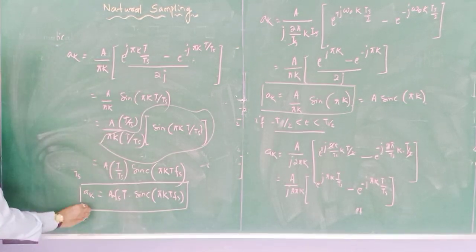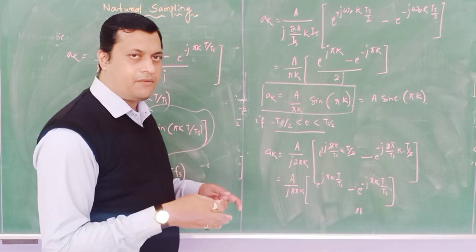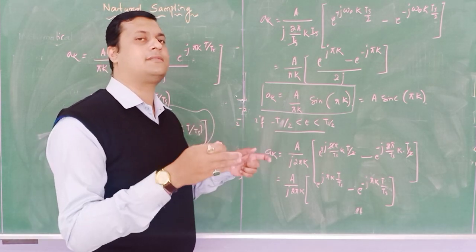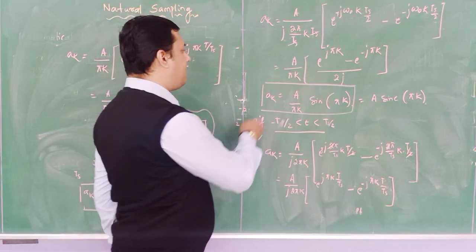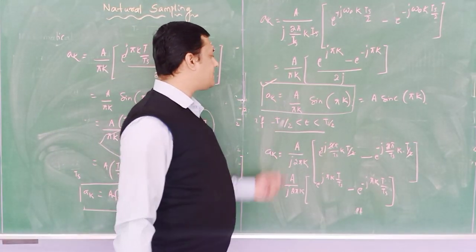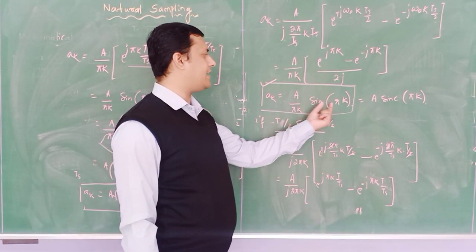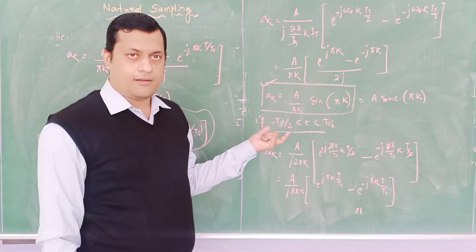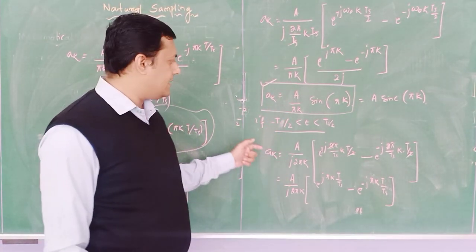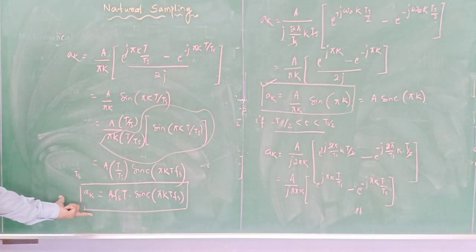So this is the constant coefficient if the limitations, what is the time period for a pulse, is not the same as the sampling time period. If it is the same as the sampling time period, then you can extract the constant coefficient as A divided by pi k sine of pi k, that is A sinc of pi k. But if it is not time period Ts, then this will be our constant coefficient for the practical case. Okay, so let us consider this as A.